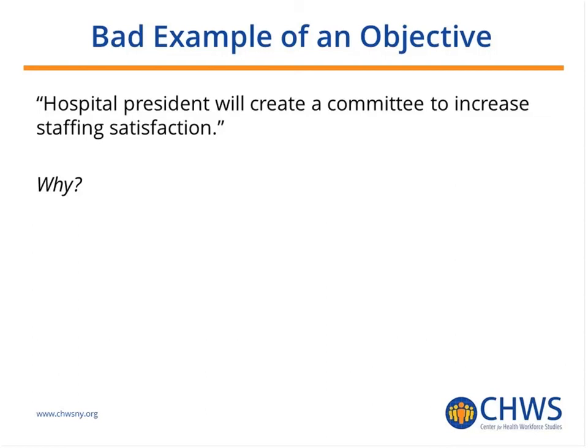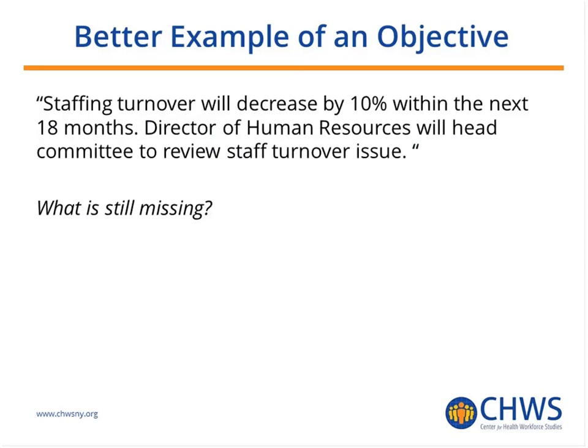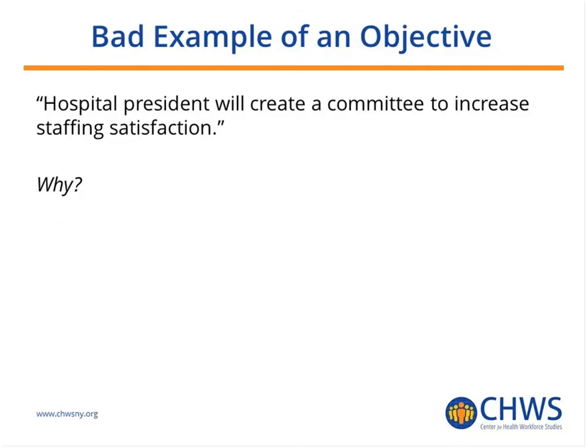Okay. So let's go on to a better example. In this case, staffing turnover, so now we've defined satisfaction by at least saying, let's use turnover as a proxy. We'll decrease by 20%. Good point. Someone made the note that there's no deadline either in the first one. Let's go back to that for a second. You're right. Are you talking within 1 year, within 18 months, within 2 years?